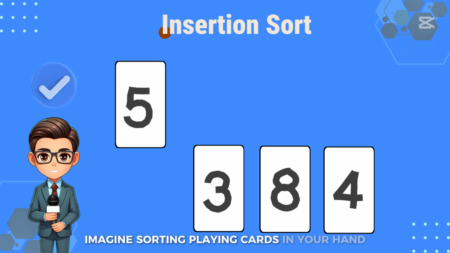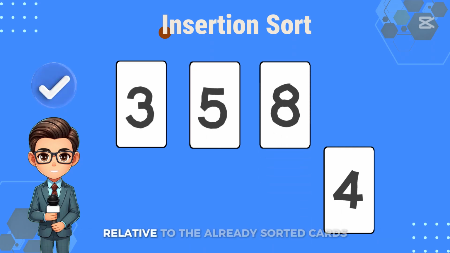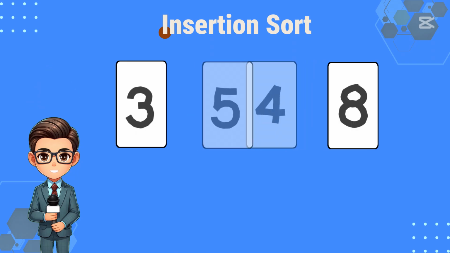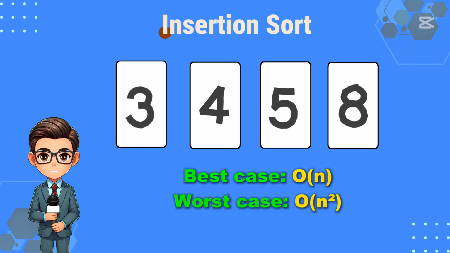Imagine sorting playing cards in your hand. Each new card is placed in the correct position relative to the already sorted cards. It's simple but efficient for small datasets. Time complexity? Best case O(n) when nearly sorted, worst case O(n²).